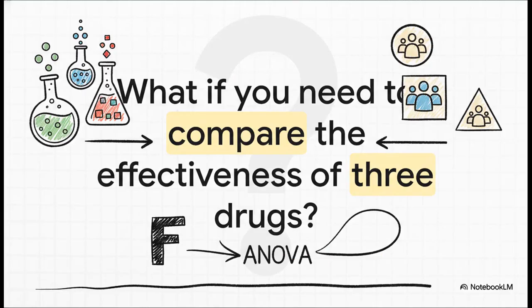Yeah, what if you're not just testing one new drug against a placebo? What if you're testing drug A, drug B, and drug C all against each other? All of a sudden, we have three groups. How in the world do we handle that?